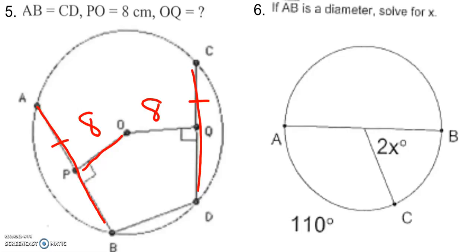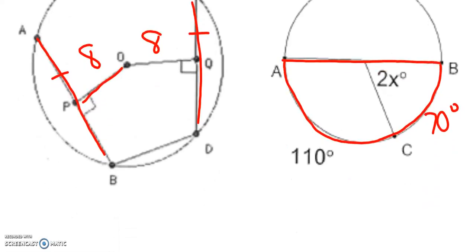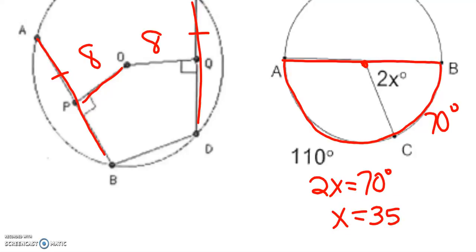And then in number 6, we have that AB is a diameter. So then we know this whole arc is going to measure 180. So to figure out the measure of arc BC, we're just going to do 180 minus 110, which would give us 70 degrees. So then we can say that 2x equals 70 degrees because this is a central angle and a minor arc. So then we have x equals 35. Alright.